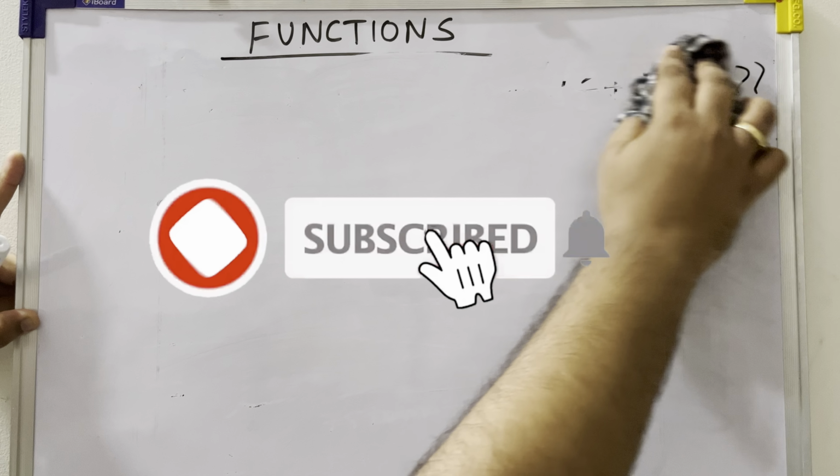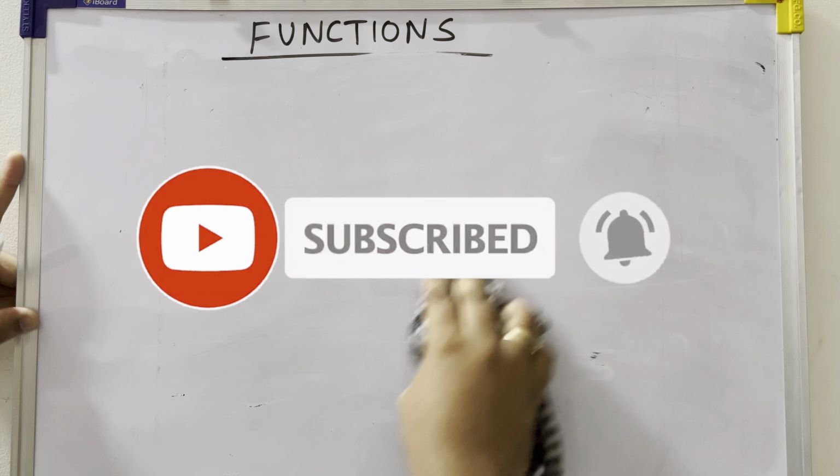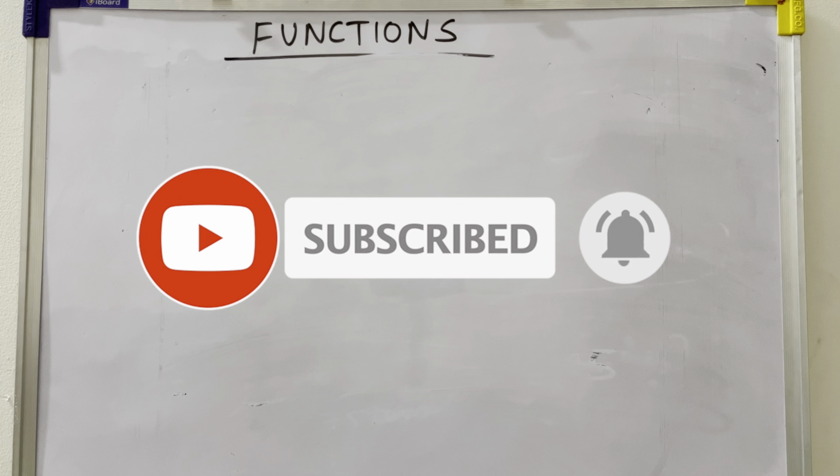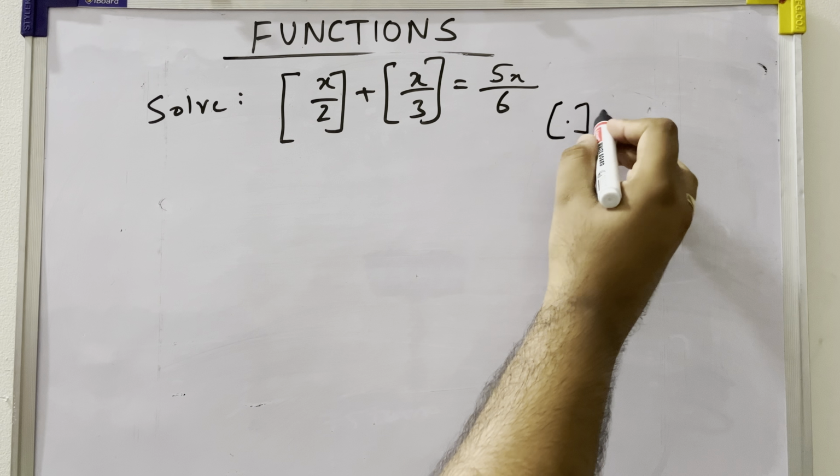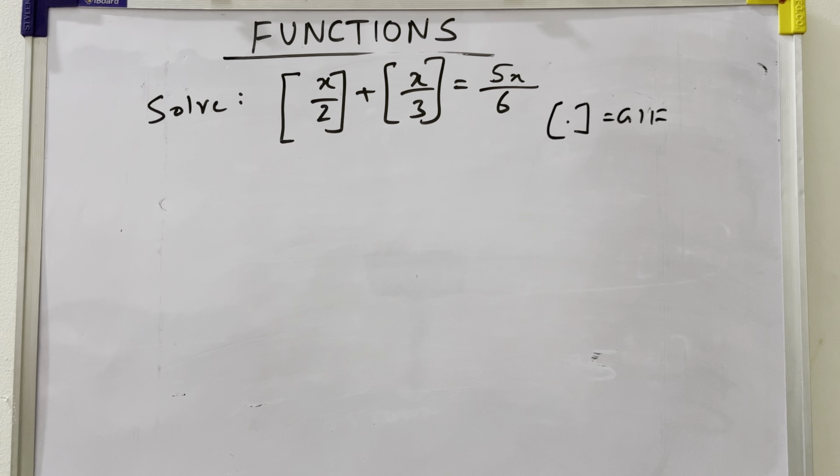Let's take a question which involves both greatest integer function and fractional part of x. So solve: greatest integer function of x by 2 plus x by 3 is equal to 5x upon 6. So solve for x, where this is the greatest integer function, students. This is the question. How will you solve it?